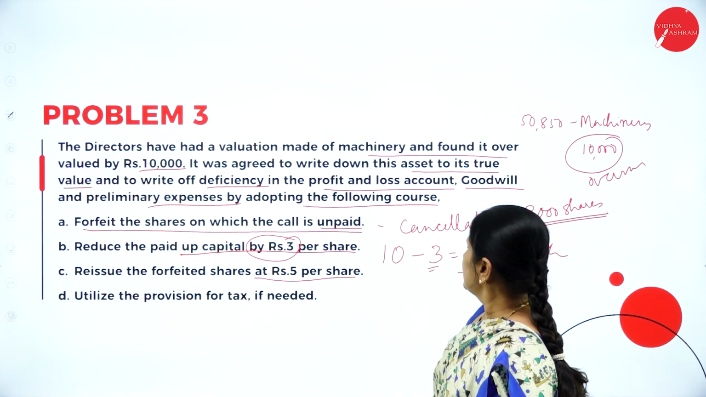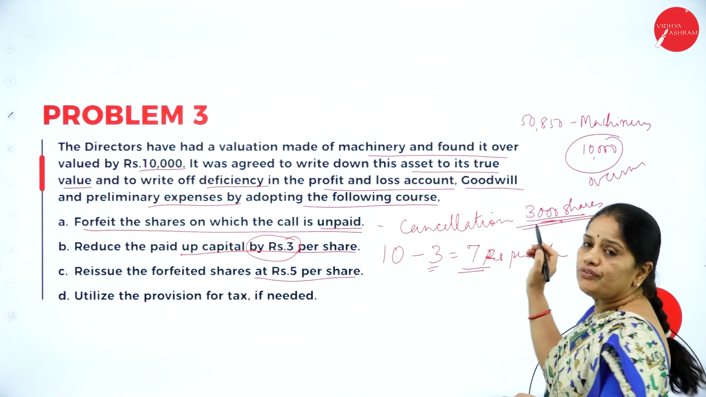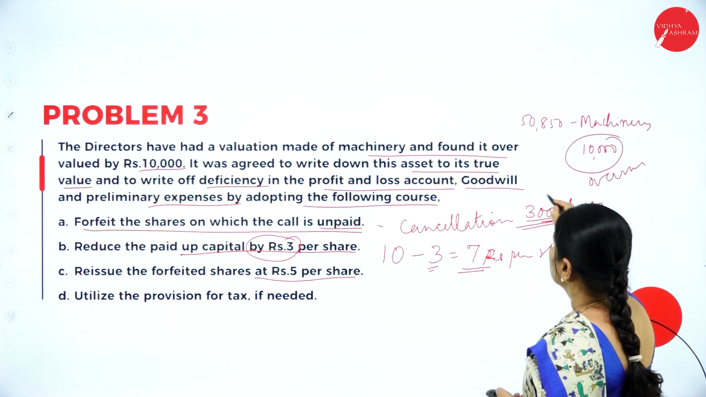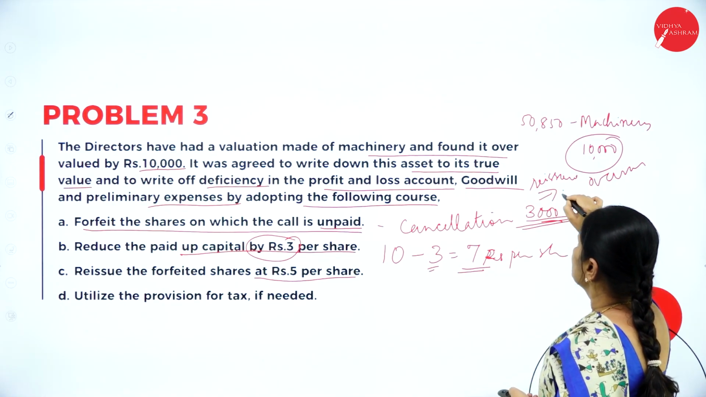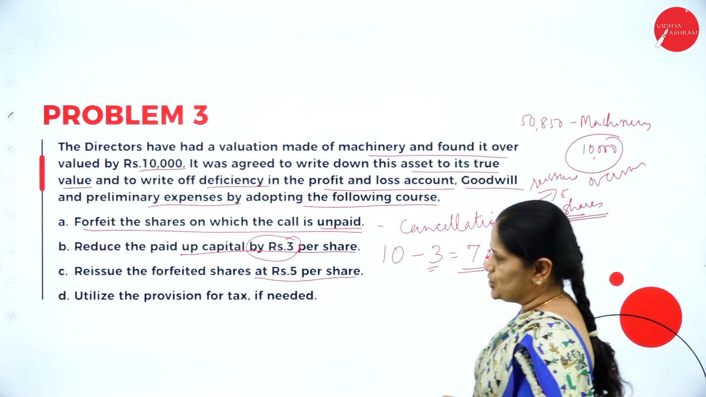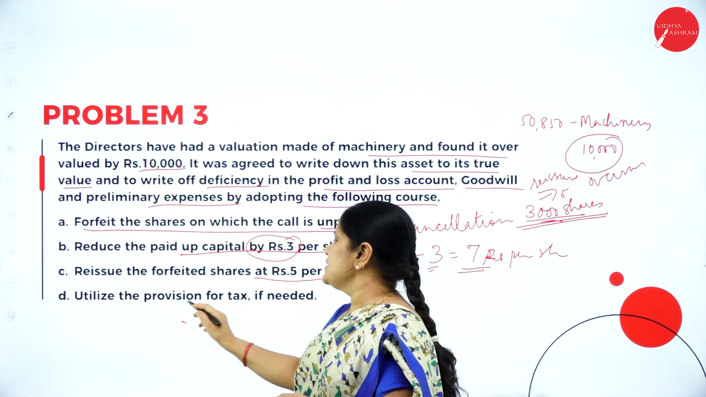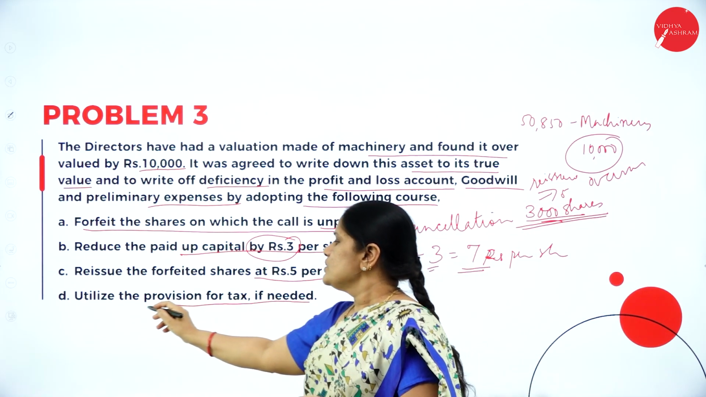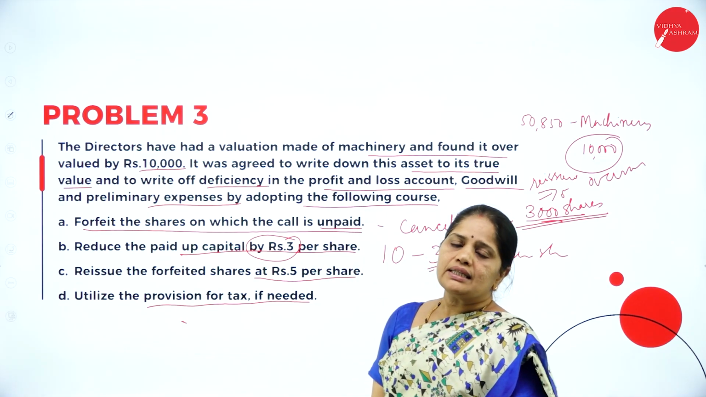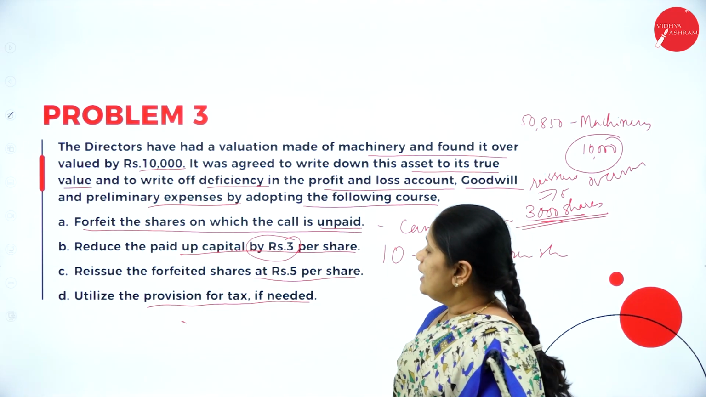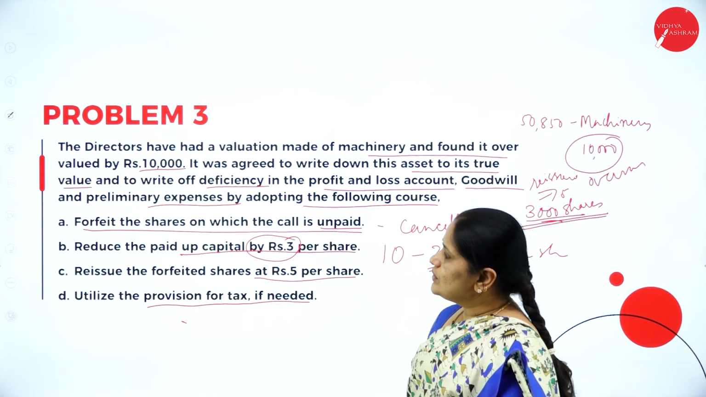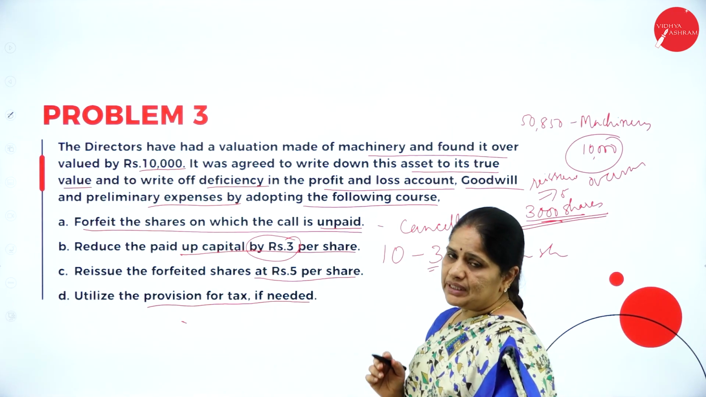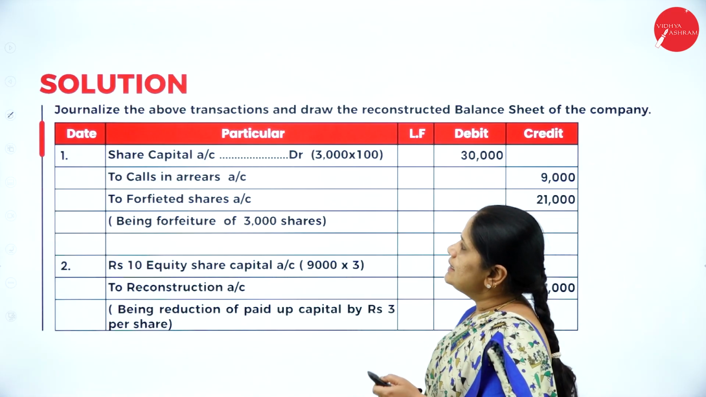Whatever the shares we have forfeited, we have forfeited 3000 shares. Now these shares have to be reissued. So they are reissued at rupees 5 per share and utilize the provision for tax if needed. So if the money is short, then we can always make use of the provision for tax they have told. So we have to give effect to these transactions. Now let us see here.